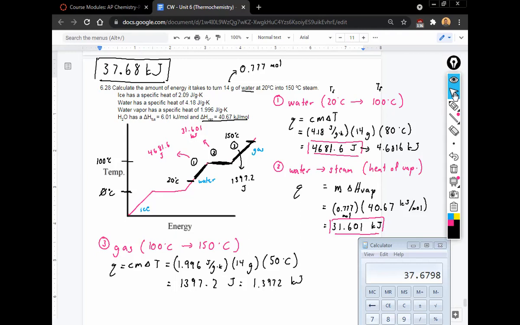And so vaporizing water takes a lot more energy than heating up water or heating up steam. That's why when you guys notice when you boil water, it takes forever to get it to start boiling, right? But once it starts, it just goes right away. And it's because it just takes so much energy to break those molecules apart.